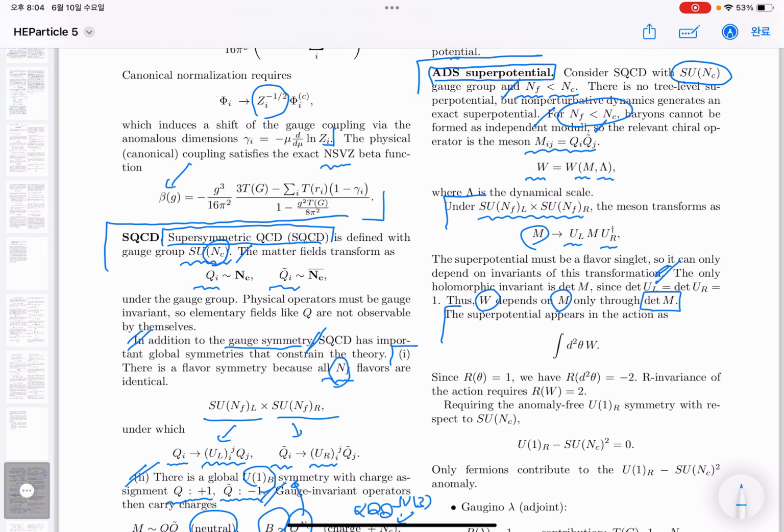Next, we should consider the U(1)_R symmetry. The superpotential terms in the action are given by the integration of the superpotential over the Grassmann variables, which carry R charges of 1. So for the integration, the differential form, the Grassmann variables carry R charge -2. So R invariance of the action requires that the superpotential has R charge 2.